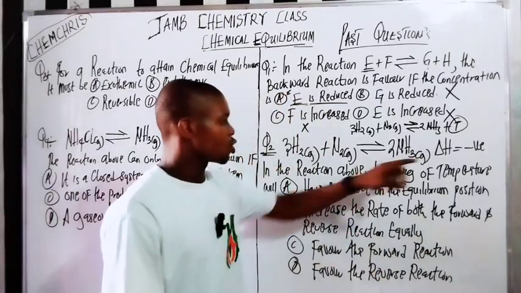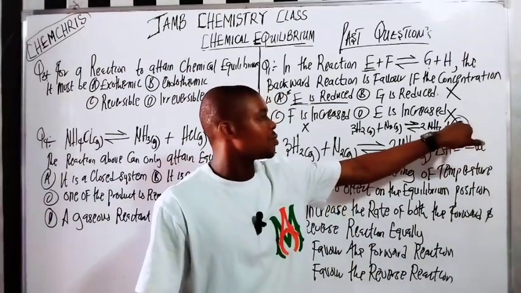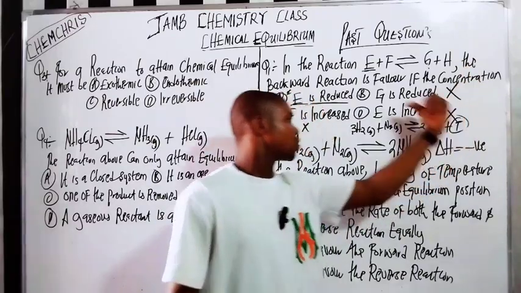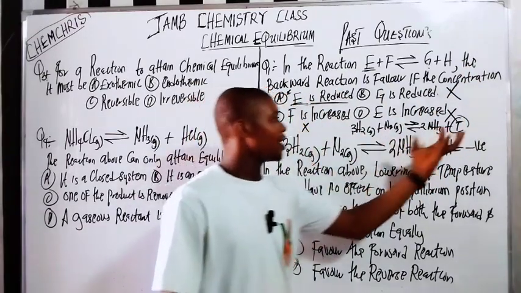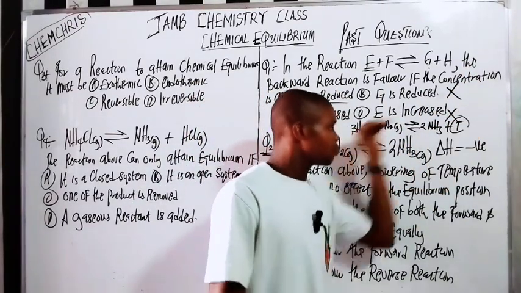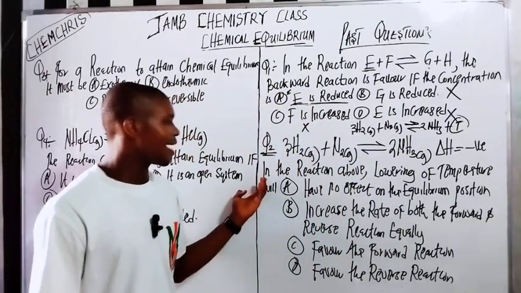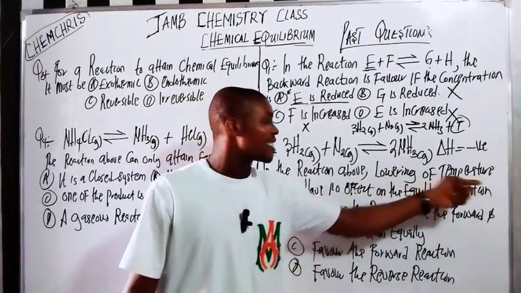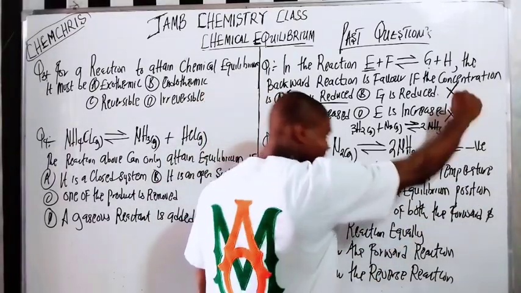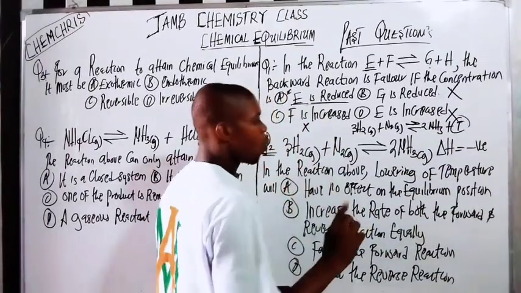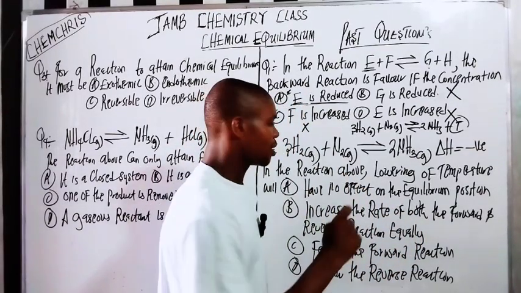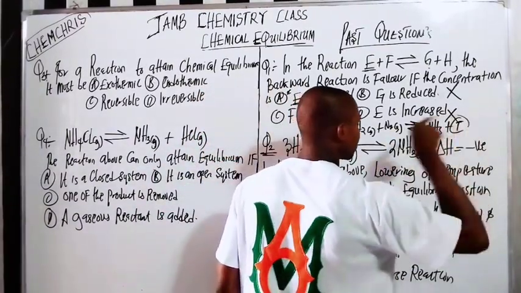Do you understand? Because here it will be treated as product, when you increase temperature, it will move backward. When you reduce it, it will move forward. So in the reaction above, what will happen when you decrease temperature? It will move to the product side.